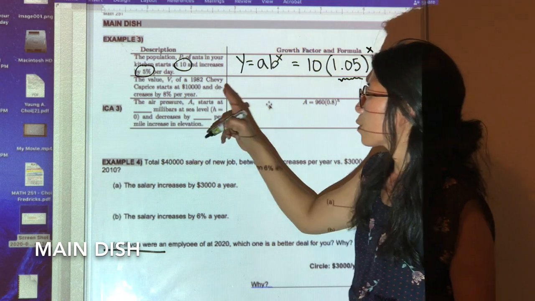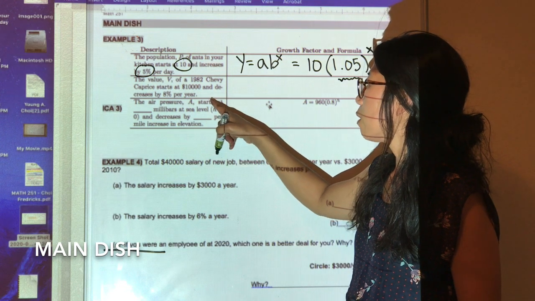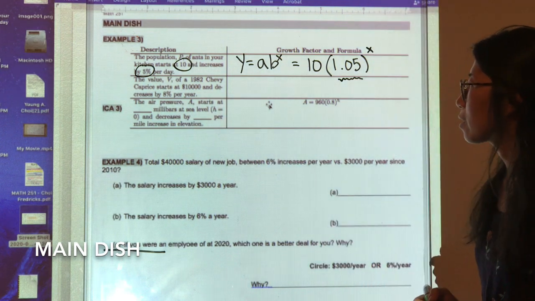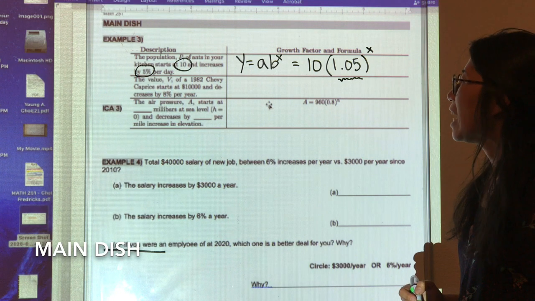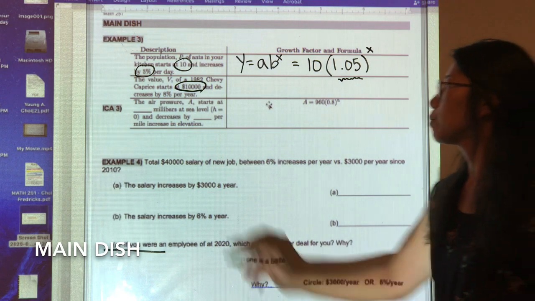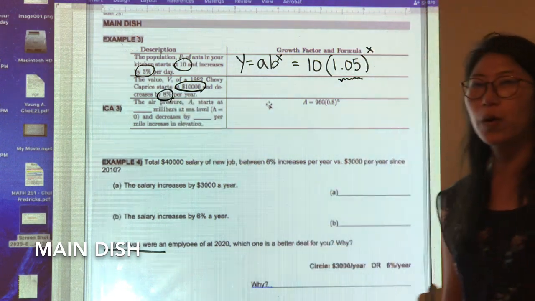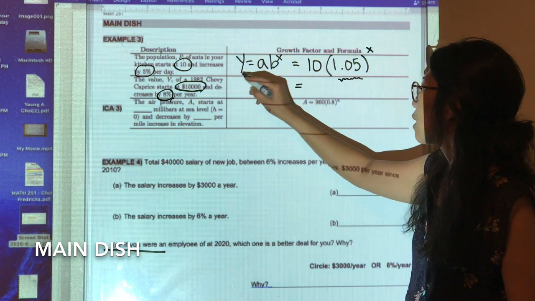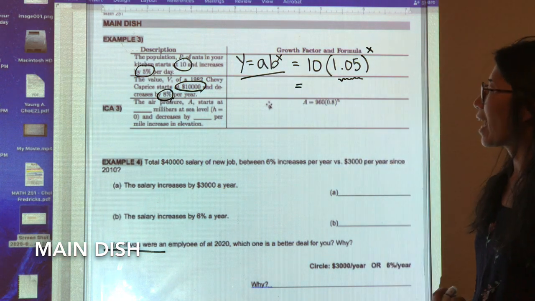Okay, so let's look at the next one. The value V of a 1982 Chevy Caprice starts at $10,000 and it decreases by 8% per year. So we are going to use the same format as A times B to the x.